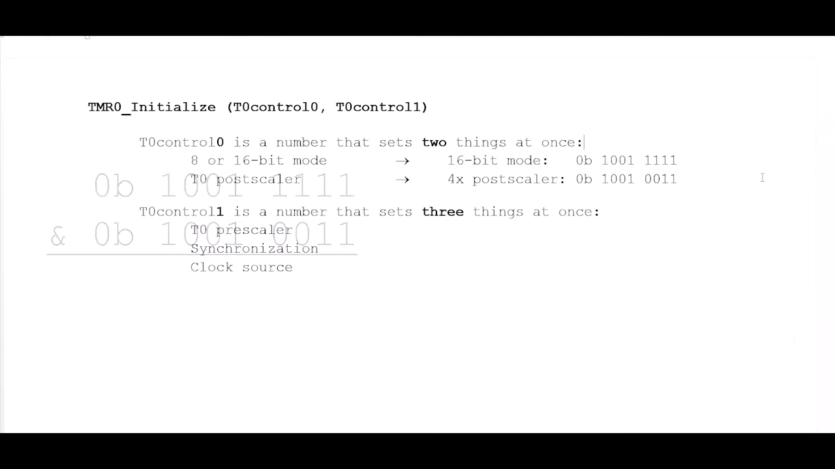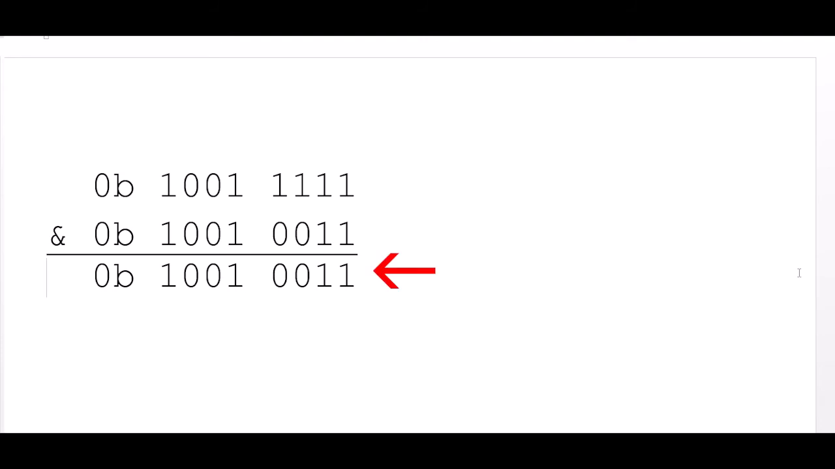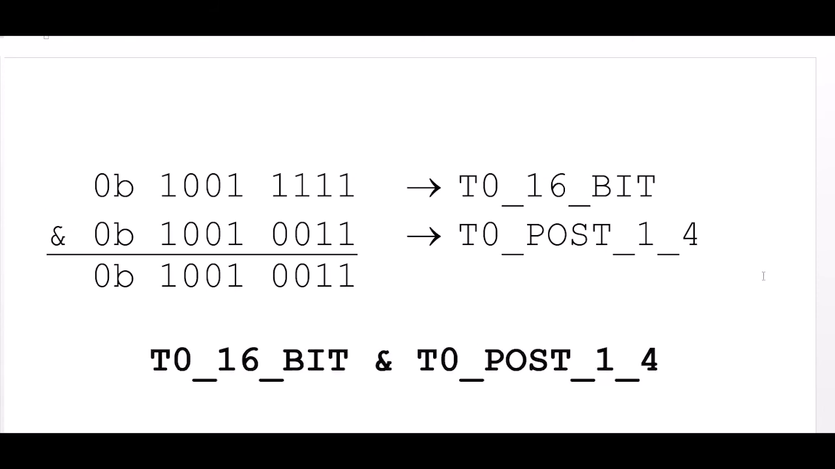Let me demonstrate. Here are those two numbers, and if you AND them together, so if you do a bitwise AND operation on them, then you wind up with this value. And this is the number that needs to go into that initialization for the t0 control 0. Of course, it would be a bit of a pain to have to do this bitwise AND operation every time to figure out what your parameter should be, which is why those constants were defined, because you don't have to actually do a bitwise AND operation. You could just AND those two constants together, and then this could be your first parameter in the timer initialization.